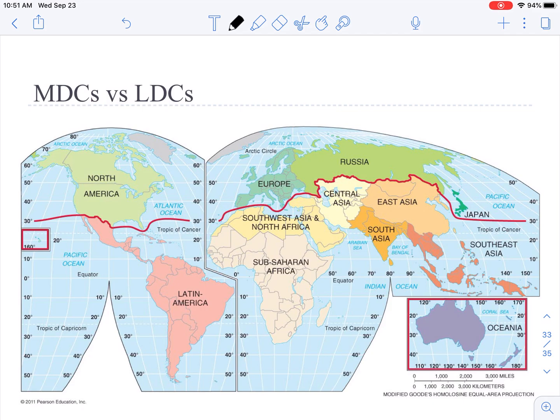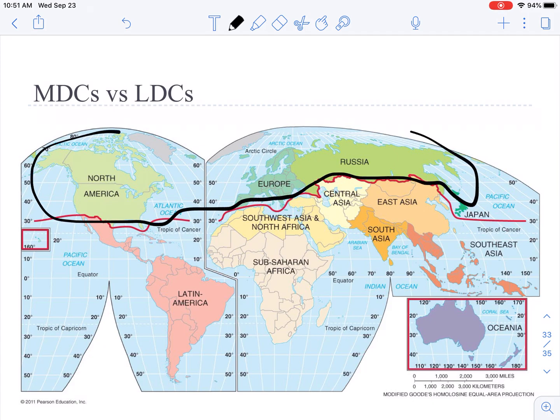In general, if you want to see where MDCs are located, if you were to look north of this black line, these are where more developed countries are located, and also add Oceania, south of the equator. The LDCs, or NICs, are south of that line, in general.